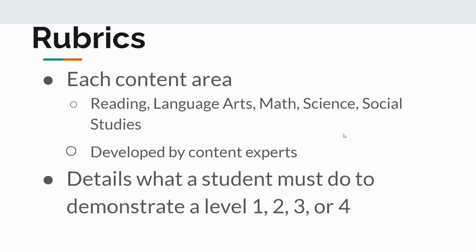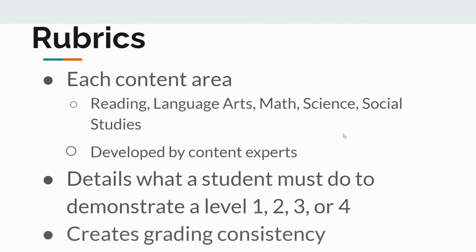For example, if a student receives a level 3 for a particular standard, we know that's meeting the grade level expectation, but what must a student do to meet that expectation? What type of skills or knowledge must they demonstrate? That's what the rubric outlines for us. And that helps us to create grading consistency across our district. Students aren't being compared to one another for their grades or their performance. They're being compared to a consistent standard across the district.